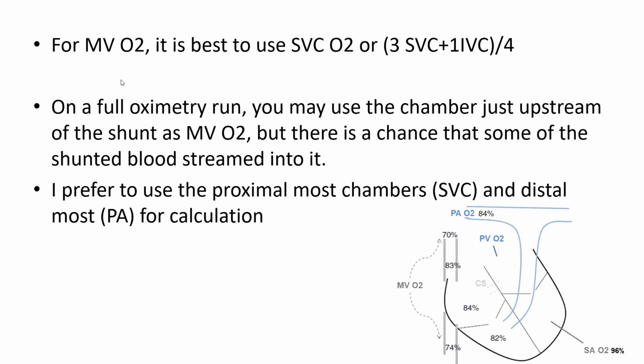Now, these are some summary ideas for mixed venous O2. It is best to use SVC O2 or 3 SVC plus 1 IVC divided by 4 for your calculation. On a full oximetry run, you may use a chamber just upstream of the shunt as mixed venous O2, but there is a chance that some of the shunted blood has streamed into it. I prefer to use the proximal most chamber, SVC, and the distal most, PA, for this calculation.